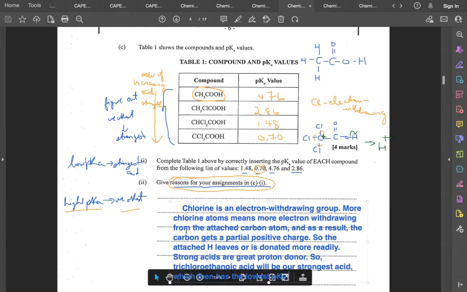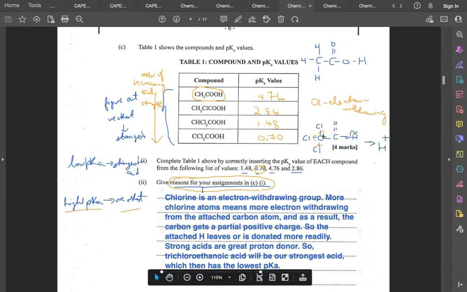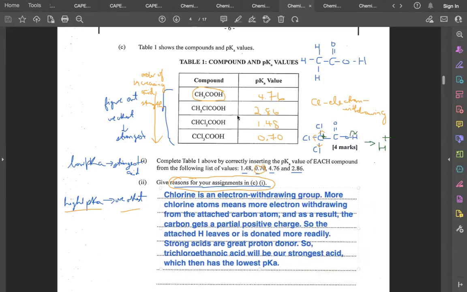All right, so this is what I wrote. In a nutshell, this is how I would summarize it, and then you can always talk about how you're able to come up with this determination, right? So chlorine is an electron withdrawing group. More chlorine atoms means more electron withdrawing from the attached carbon atom. And as a result, the carbon gets a partial positive charge, and that just feeds through the whole structure here, right?